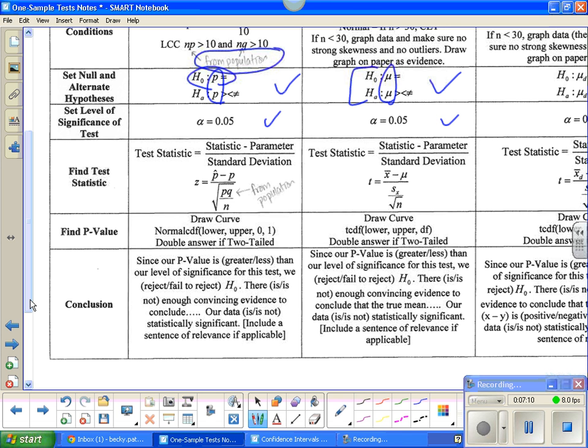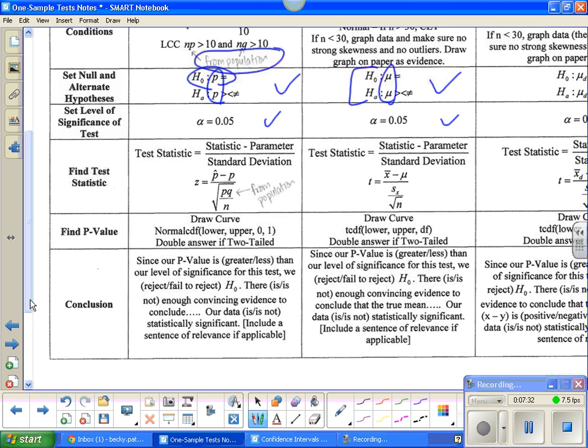What is a p-value? The lowest level at which we would reject your null hypothesis. Okay, so one more time. Your p-value is the lowest level at which you would reject your null hypothesis.